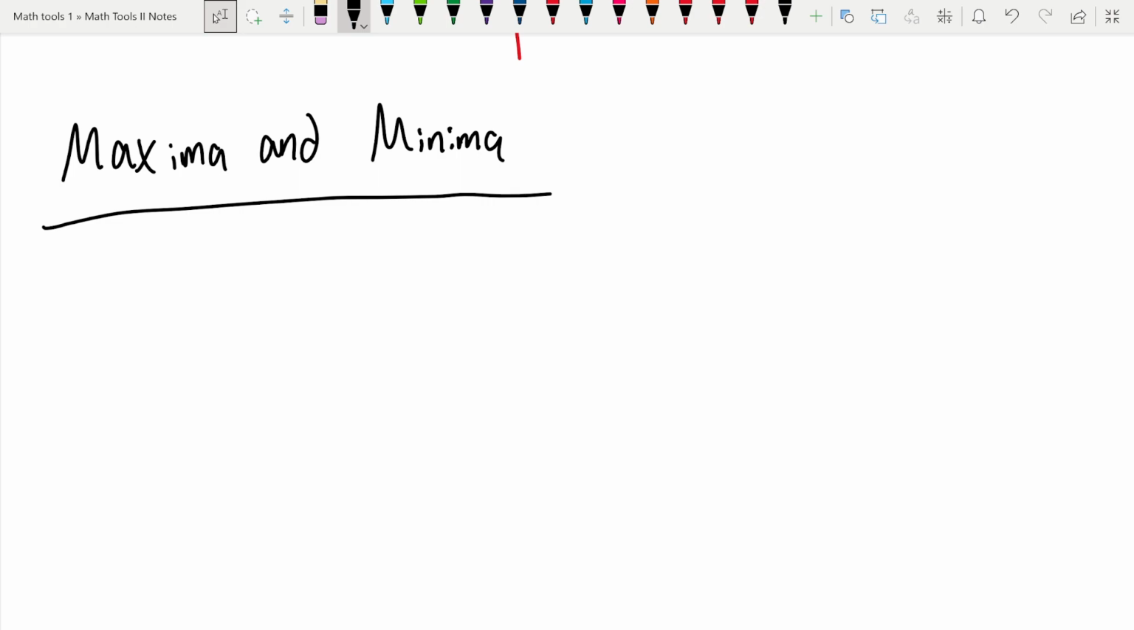So one of the key applications of the derivative is the ability to easily find the maxima and minima of a function. Maxima and minima are the plural forms of maximum and minimum. This might be a new concept, right? You might think of maximum and minimum as being one singular thing, so why would it have a plural form?